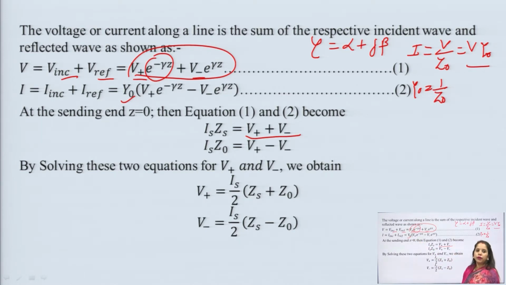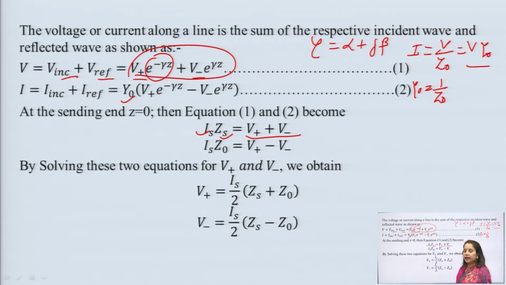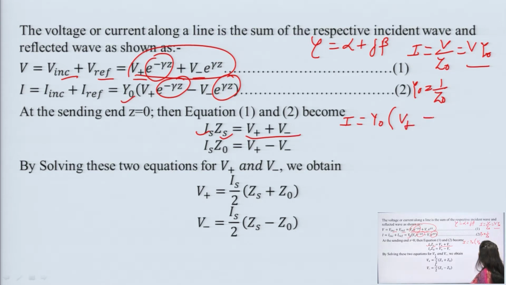V is equal to current into impedance at the sending end. I have shown you that the impedance at the sending end is Zs and the current is Is. This gives us the voltage across the sending end. So, we have Is into Zs equal to V plus plus V minus. And when we write about I, it should be Y naught, with z equal to 0, times V plus minus V minus.